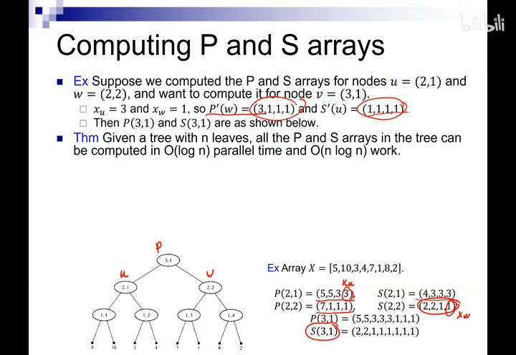Right, and the basic reason why this works is because, in order to compute the P array for this 3,1 node, what you want is, so this 3,1 node covers all of these nodes. Now, the P array for this 3,1 node for this part of the values, well, that's simply equal to P of 2,1.